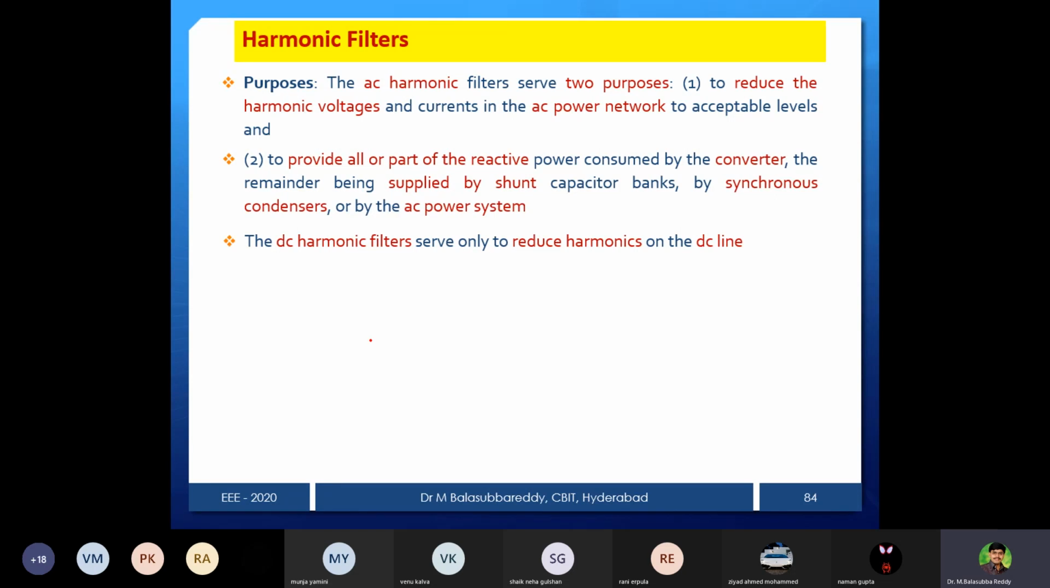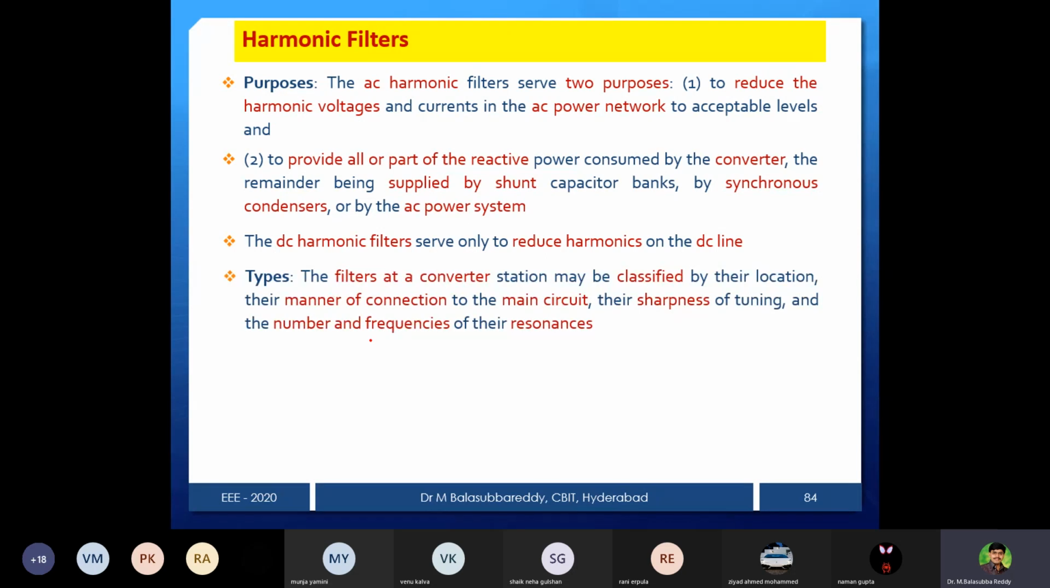So not for compensation and all. For that, it won't require any compensation. And these are the purposes in the AC as well as DC.